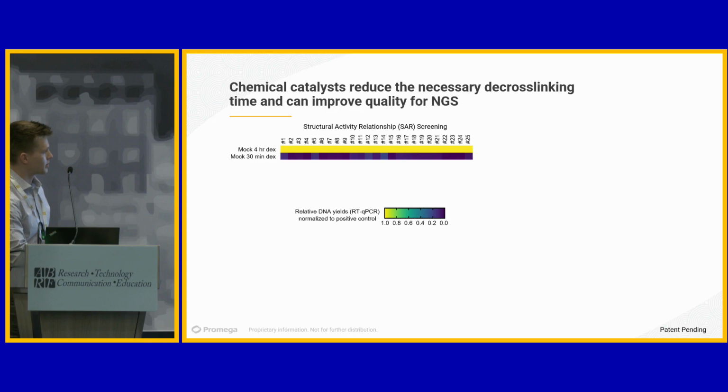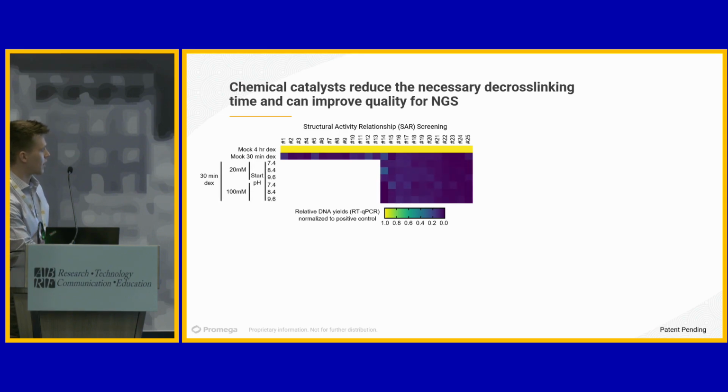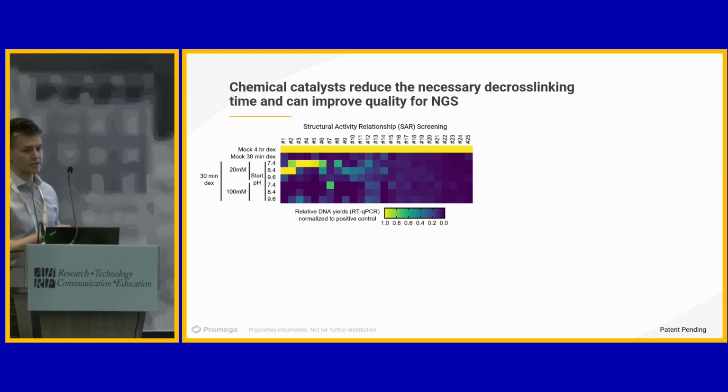Each column or number is going to be a different compound that we put into the FFPE lysate before the decrosslinking reaction. We started with a wide range of compounds that have different functional groups at different concentrations and pHs. For those where we see bumps in yields, we take those functional groups and explore the chemical space around them and iterate until we find catalysts that provide just as much amplifiable DNA at the suboptimal decrosslinking times as a 4-hour optimal control.